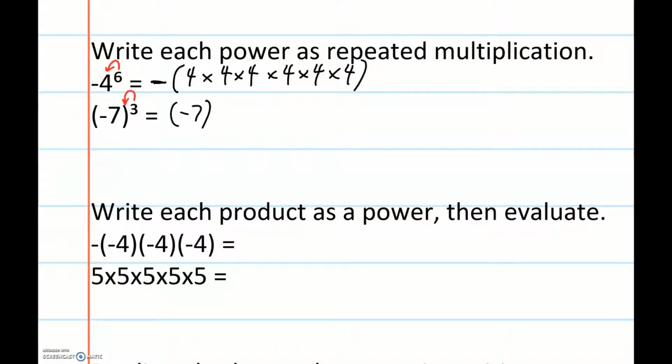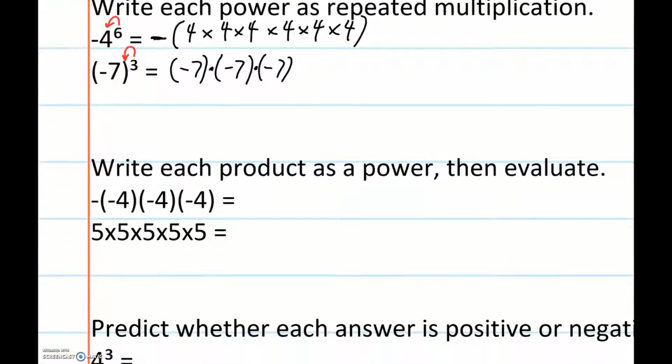So this entire thing is the base. So bracket minus 7 bracket times bracket minus 7 bracket times bracket minus 7 bracket. And we could put a little times sign in between, or we could put a dot in between. There's multiple options for what people do, or you could leave it blank in between. Any of those options are fine.